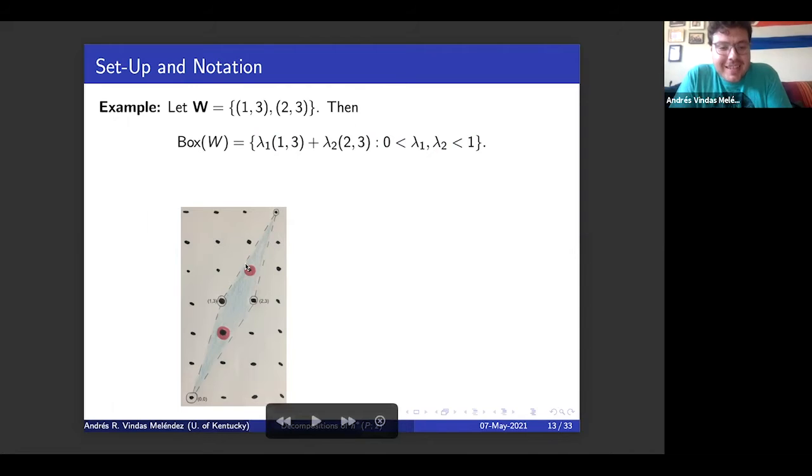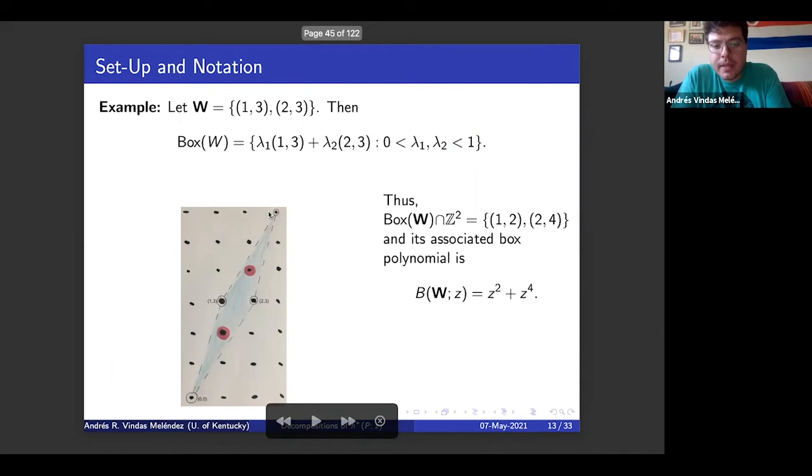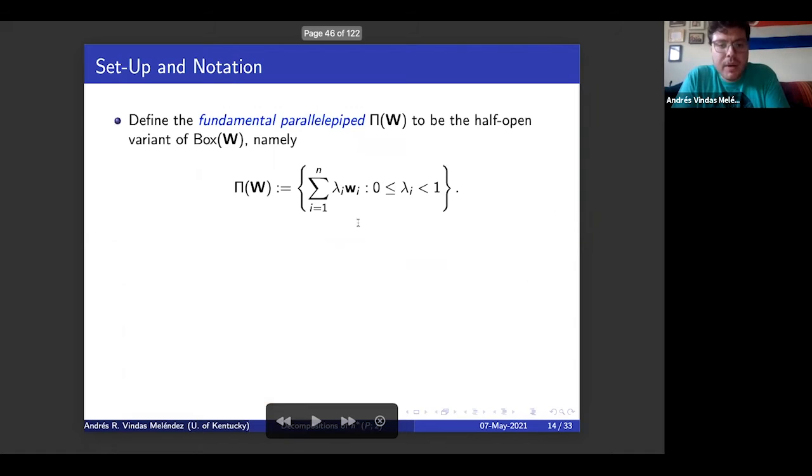Notice that this is an open box, so I'm not counting any of the integer lattice points on the boundary. This box only contains 2 interior lattice points. The box intersected with Z^2 is the point (1,2) and the point (2,4). My associated box polynomial is z to the last coordinate, so it will be z squared plus z to the 4th. What is this box polynomial doing? It's keeping track of the number of lattice points in this box.